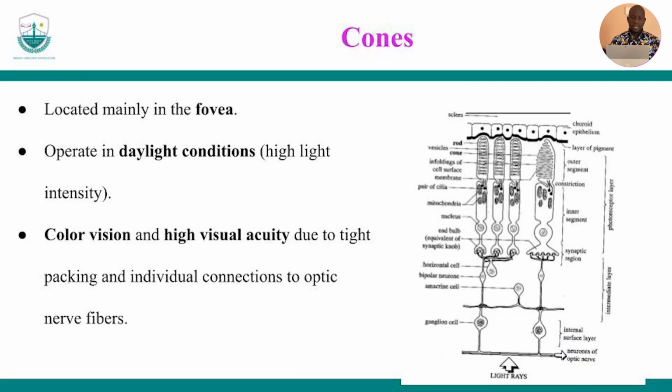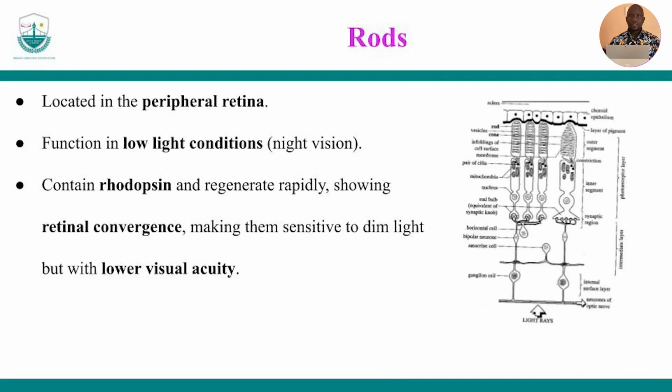But also they are tightly packed, and this individual connection is what I've just explained. Each cone connects to its own bipolar neuron, and this is what we are explaining here. Okay, but also the tight packing is very important because you will have several of them, and that actually increases the clarity and issues also to do with color vision.